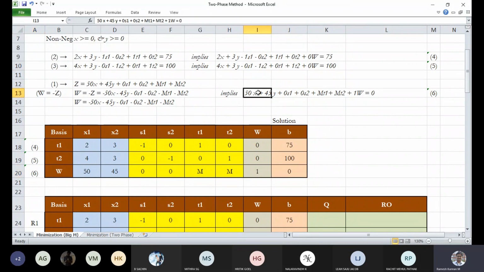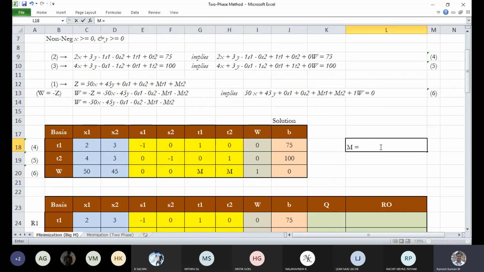So 50x plus 45y, then all 0, 0 and M value, and another thing is M, and this W, since it is having a W, so it has a coefficient of 1, and right hand side is equals to 0, right? So this is our simplex W, and this is the big M method. So we have got something called an M. So M is a very large positive number.